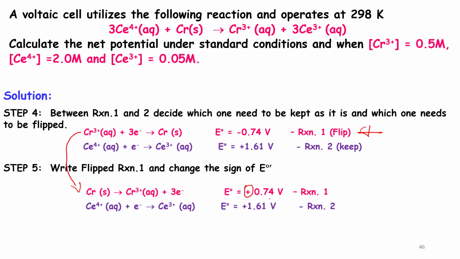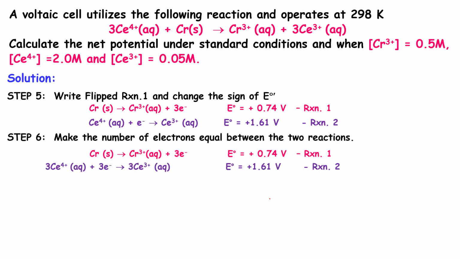Okay. And then there's one crucial step which we have to do before we write the overall reaction. We have to make sure that the number of electrons are the same in both reactions before we start adding things together. We know that the first reaction already by its nature has 3 electrons. We have 3 electrons here, but the second reaction had only 1 electron here.